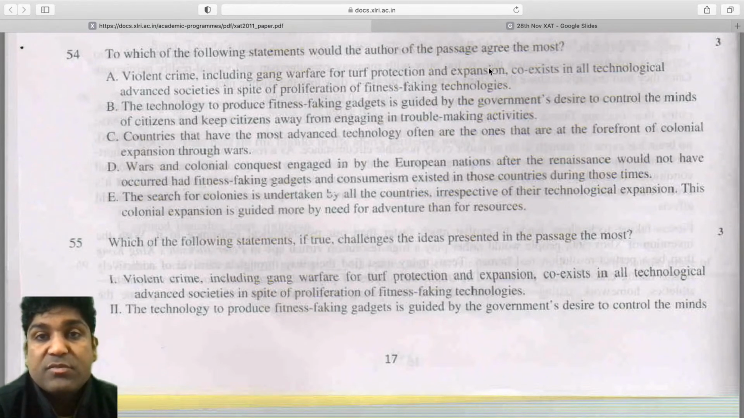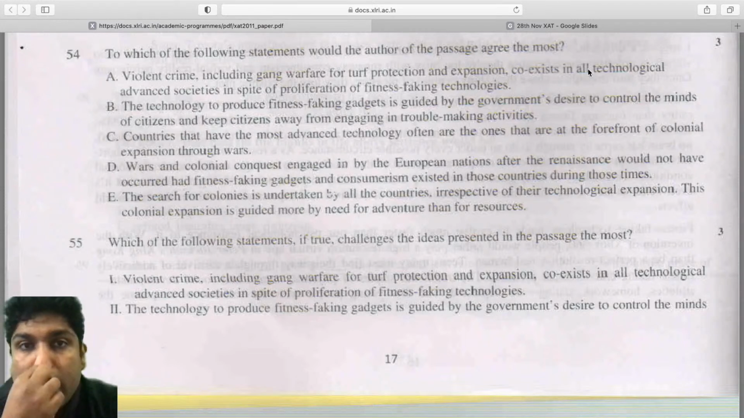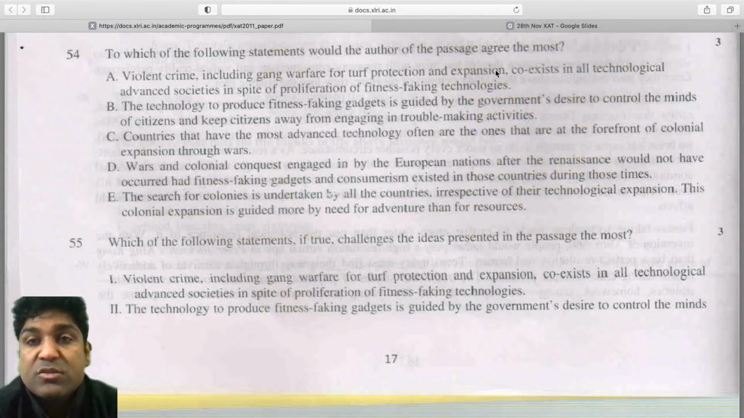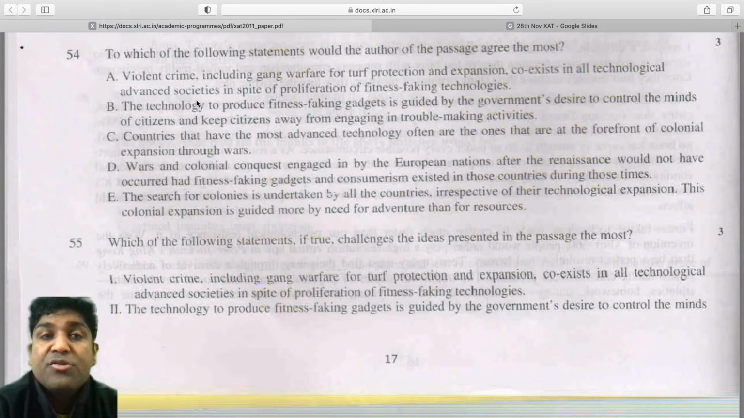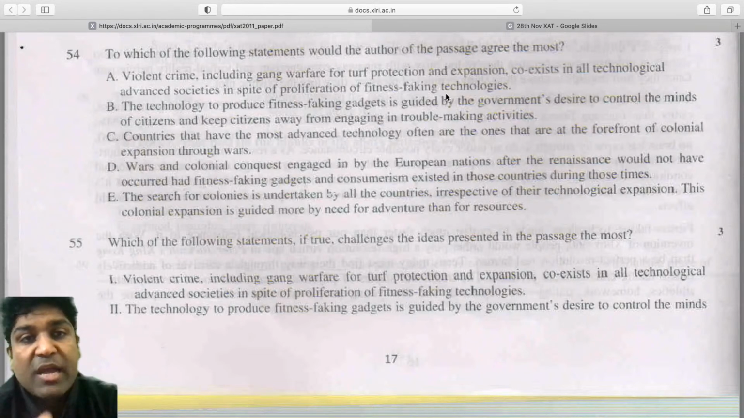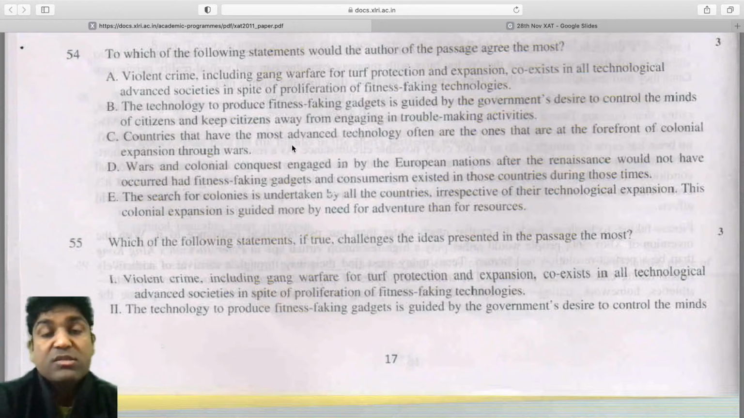To which of the following statements would the author of the passage agree most? Violent crime, including gang war or tough protection expansionists, coexist in all technologically advanced societies in spite of proliferation of fitness faking technologies. He never mentioned violent crime, gang warfare. Technology to produce fitness faking is guided by a government desire to control minds. This was never mentioned. Countries that have most advanced technologies often are the ones that are at the forefront of colonial expansion wars. This was never mentioned.